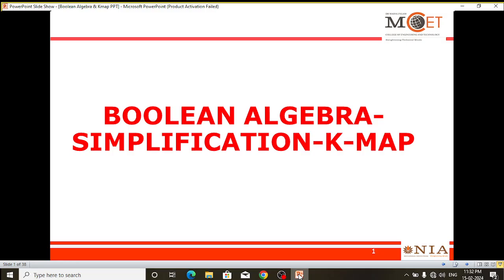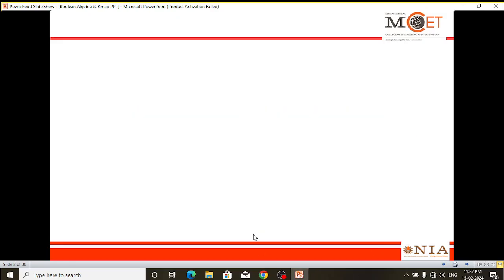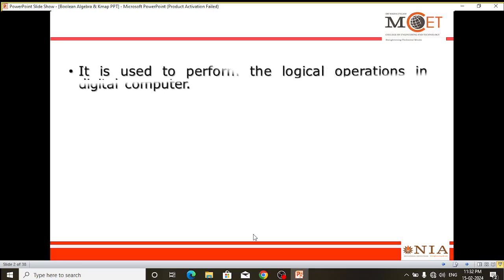What are the topics discussed for this week? Boolean algebra, simplification of Boolean functions, and minimization of Boolean functions by using Boolean algebra and K-map.